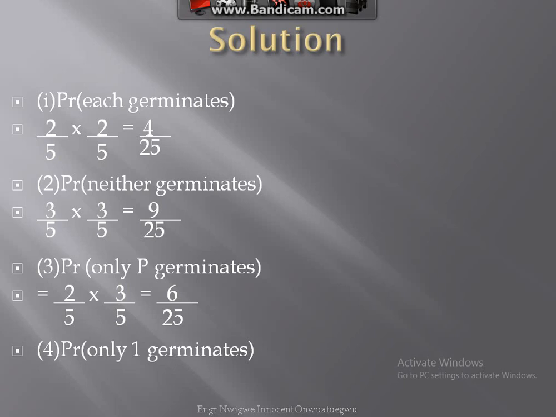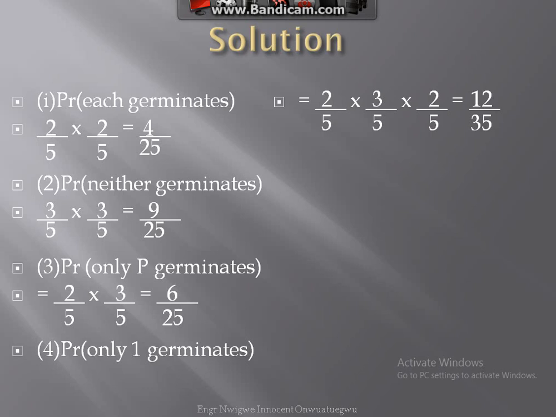The probability of two seeds R and V, out of which one germinates. For one to germinate, we now have 2 over 5 for R times 3 over 5 for the one that will not germinate, plus 3 over 5 times 2 over 5 for V, which will give us 12 over 25.